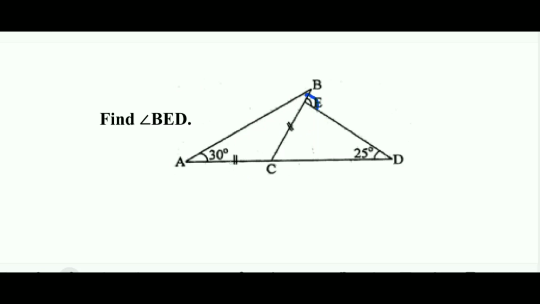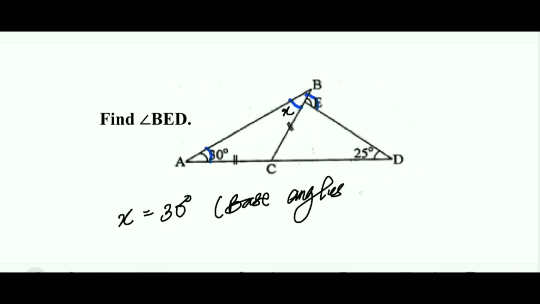I have an isosceles triangle. I've been told that this side and this side are equal to each other. That means this entire side. So ABC is an isosceles triangle. And so the base angles of isosceles triangles are equal. So that means this angle here, if I call it X, X will be equal to 30 degrees. Why? Base angles of isosceles triangle ABC. So this is 30 degrees.